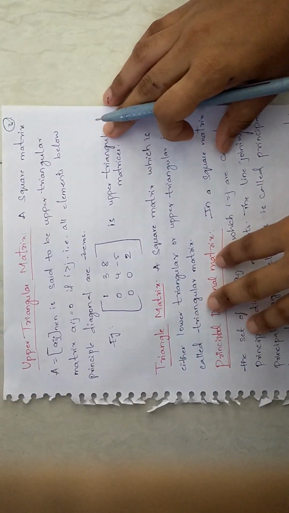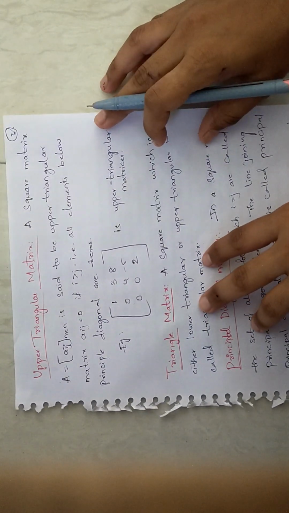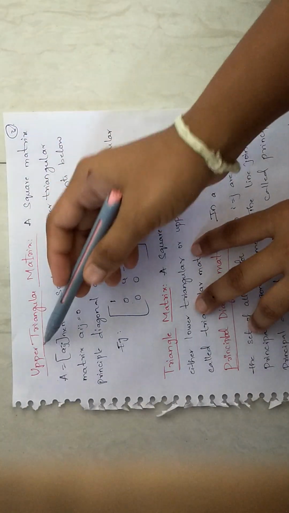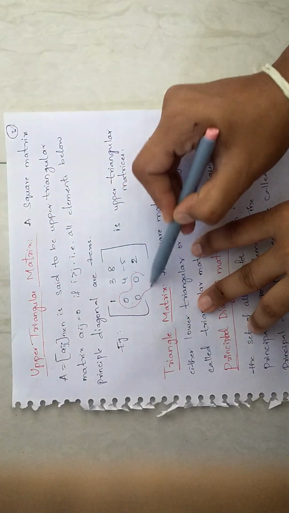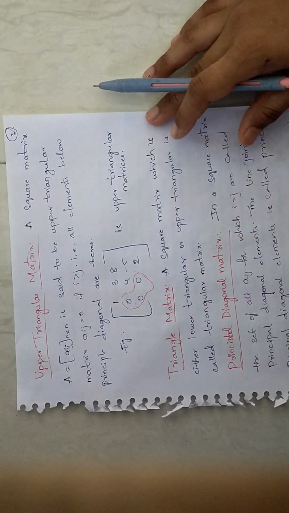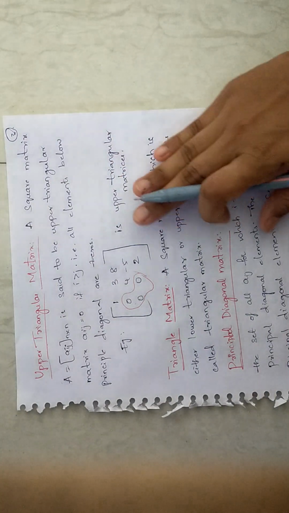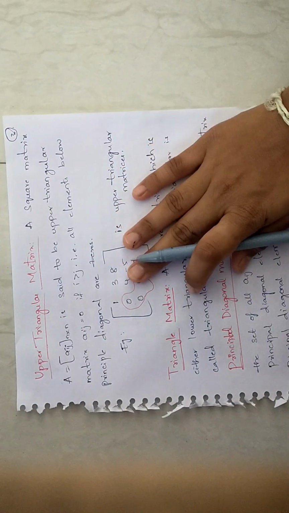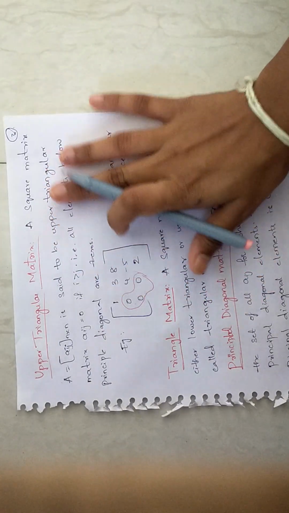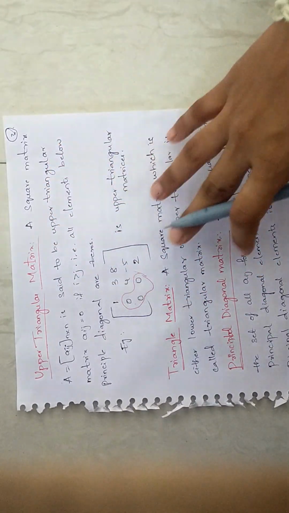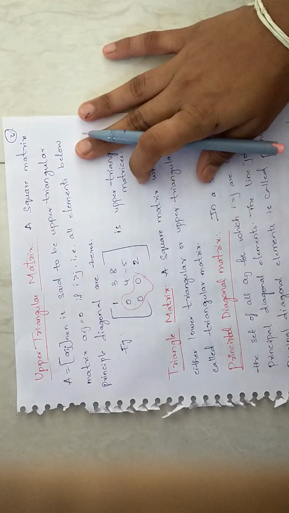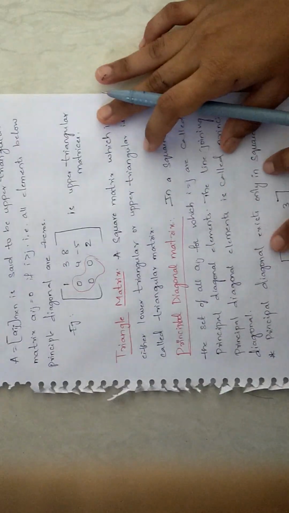Now upper triangular matrix. I have already mentioned that for lower, upper elements will be zeros. For upper, lower elements will be zeros. I'm not explaining the definition way, I'm just explaining the concept. If you are preparing for the exam, make sure that you read this definition or whatever the concept, you can put it in your own words also, but this is how you write the definition.